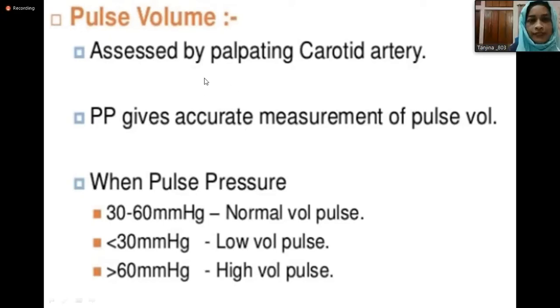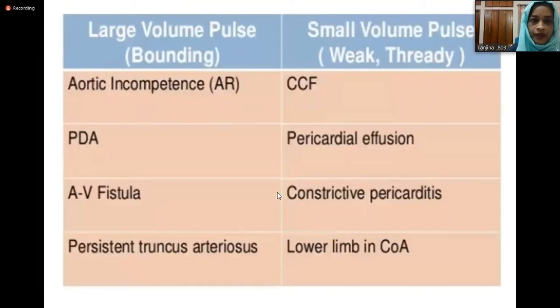The pulse volume is assessed by palpating the carotid artery. Pulse pressure gives the accurate measurement of the pulse volume. When pulse pressure lies within 30 to 60 millimeters of mercury, it indicates the normal pulse pressure and normal pulse volume. A large volume pulse is called a bounding pulse, found in aortic regurgitation, patent ductus arteriosus, arteriovenous fistula, and persistent truncus arteriosus. A small volume pulse may be weak and thready, found in congestive cardiac failure, pericardial effusion, constrictive pericarditis, and coarctation of aorta.